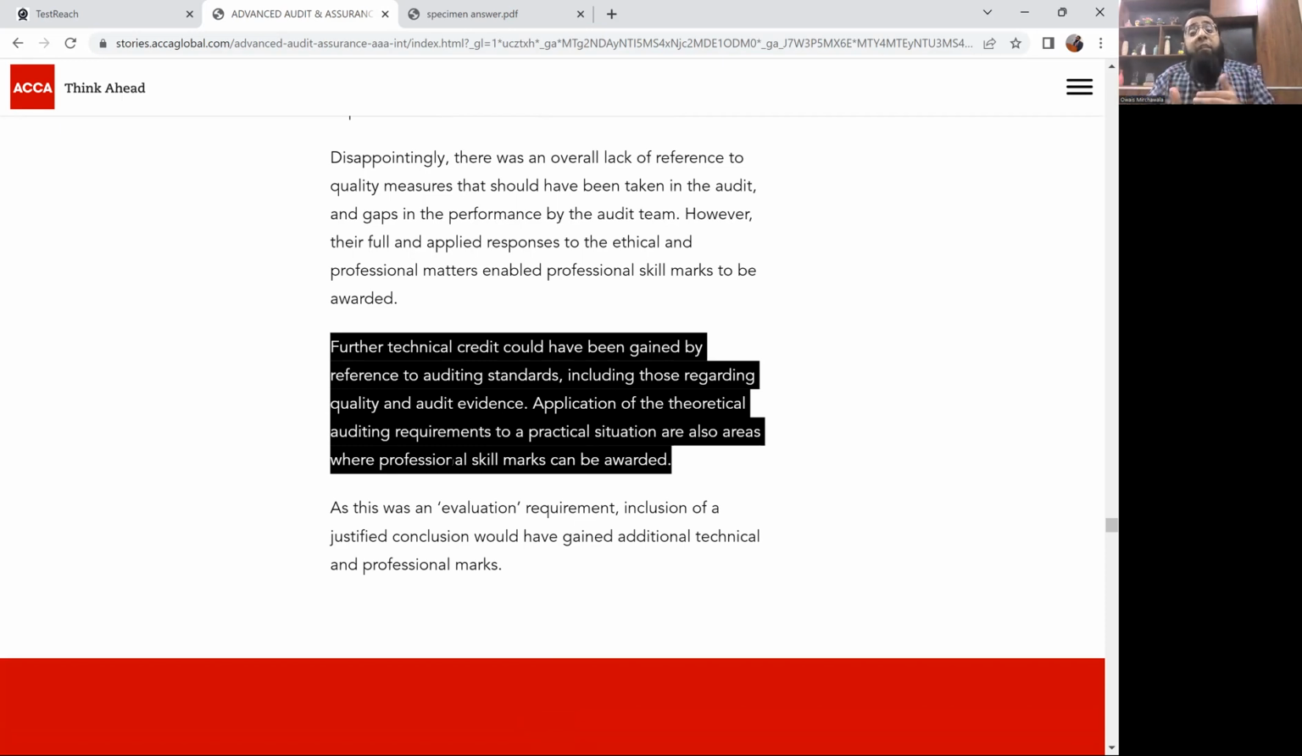So you could have referred more to the rules of the auditing standard. Don't confuse it: referencing the auditing standard doesn't mean referring to the numbers of the auditing standard. Referencing the auditing standard means that you should refer to the rules. What do I mean by this?